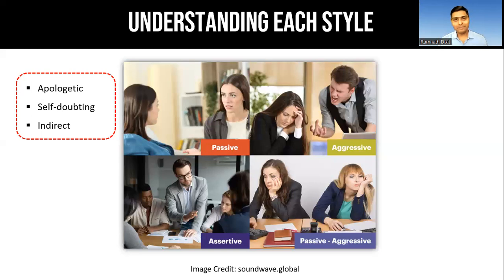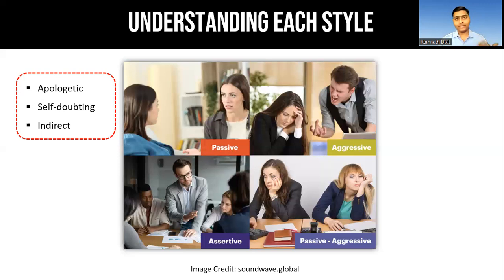Now, that's the problem with a passive communicator, that they don't speak up. They don't open up. And therefore, they're always indirect. You know, what I mean to say is, I hope you're getting what I'm trying to say, right? No, but you're getting me, right? No, I'm not getting you, because you're indirect. When you're indirect, nobody understands what exactly you mean to say. So they're apologetic, self-doubting, indirect. Now, are these the only characteristics that define passive? Not really, there are many more.